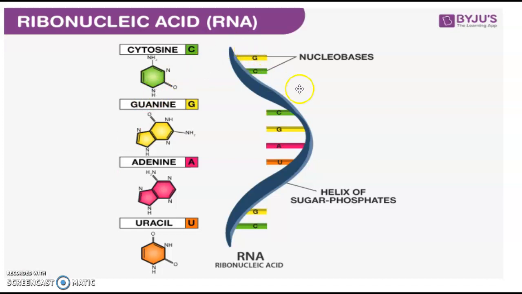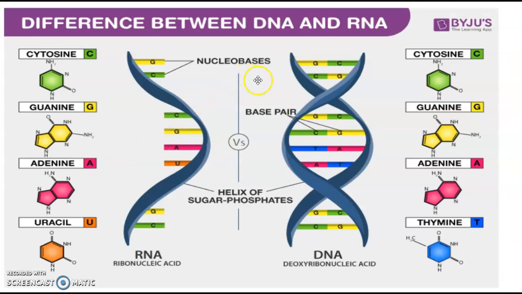This is the structure of RNA. Here we have uracil instead of thymine. So here we have a single strand, a helix of sugar phosphate units, whereas it consists of only one strand. This is the difference between DNA structure and RNA structure. RNA has cytosine, guanine, adenine and uracil, whereas DNA consists of cytosine, guanine, adenine and thymine. So DNA has a double helical structure, and RNA has a single strand.